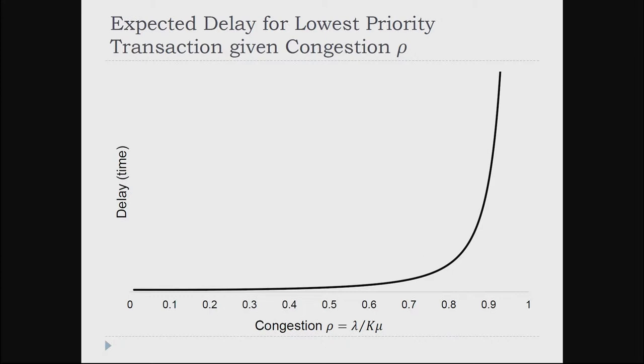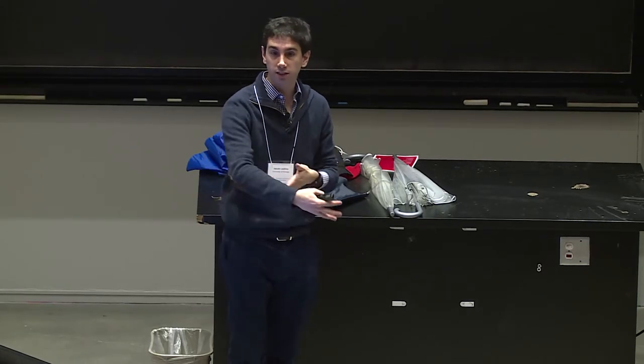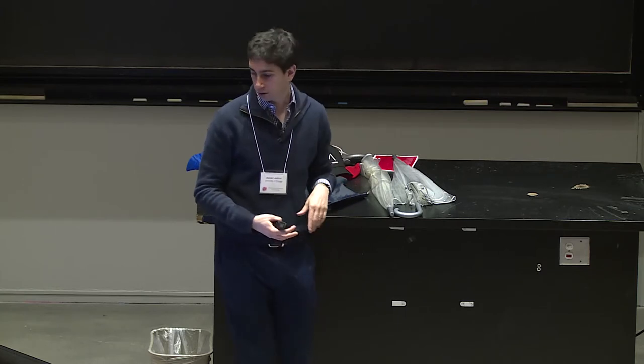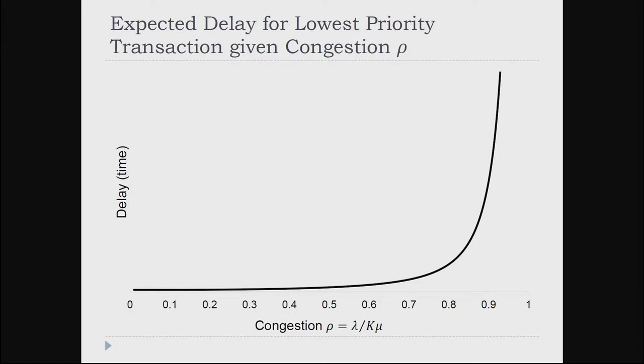Those blocks are unlikely to get filled up. There's unlikely to be buildup of backlogs. Once I approach 100% utilization, delay explodes. This is a very common classical result in stochastic systems and queuing systems. And you need excess capacity, otherwise delays explode. So what it means is that I don't really care about my priority if the system is not congested. I care a lot about my priority if the system is congested. So we're going to get different payments whether the system is congested or not.